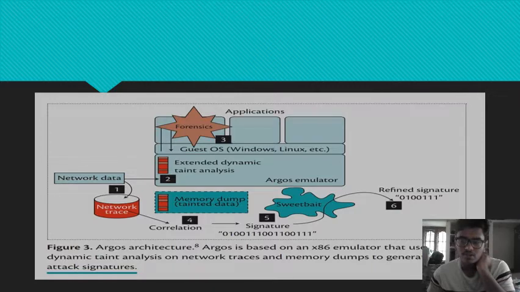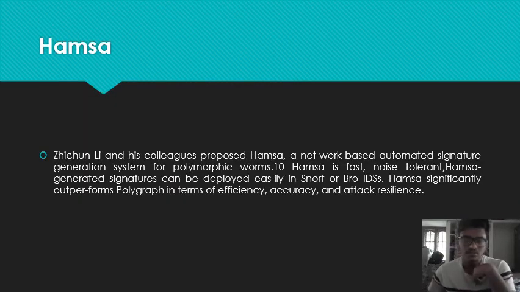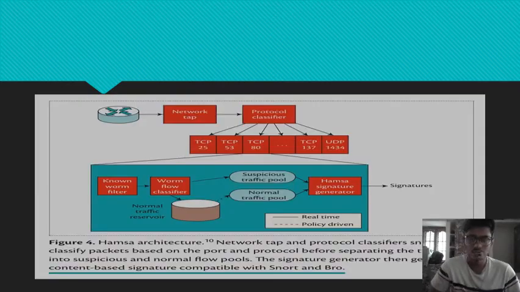Argos is based on the x86 emulator that uses the dynamic taint analysis on network traces and the memory dumps to generate attack signatures. Hamza: Jinchun Lee and his colleagues proposed Hamza, a network-based automated signature generation system for polymorphic worms. Hamza is fast, noise tolerant, and Hamza generated signatures can be deployed easily in Snort or Bro IDS. And Hamza significantly outperforms Polygraph in terms of efficiency, accuracy, and the attack resilience.